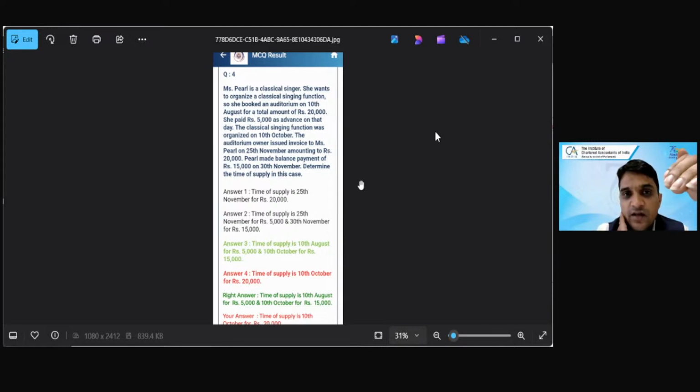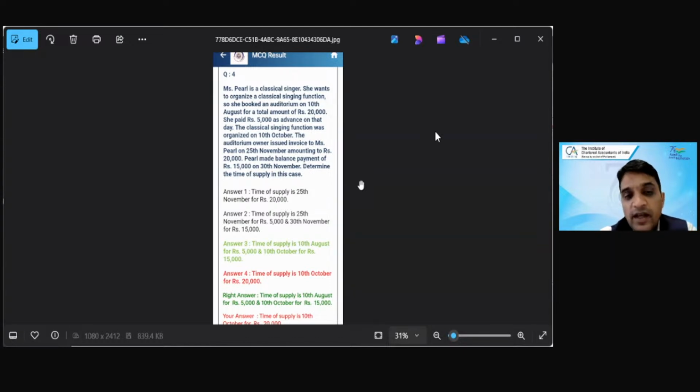Now the auditorium person has received it on the 10th of August. So 10th of August is the time of supply to the extent of 5,000 rupees. Now for the balance 15,000, because the total amount for the service was 20,000, 5,000 advance. We have already seen the time of supply is 10th of August. For the balance 15,000 rupees, when should the invoice be raised? As you had said for the first part, the invoice should be raised within 30 days of provision of service. When was the service provided? It was provided on 10th of October. So he should have issued the invoice within 30 days, which is 9th of November. But he has issued the invoice late, on 20th November.